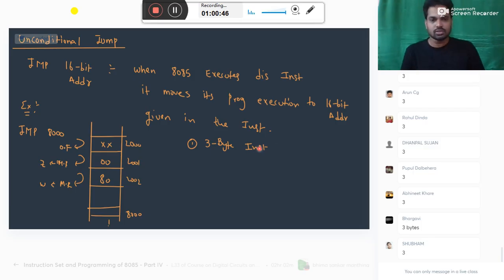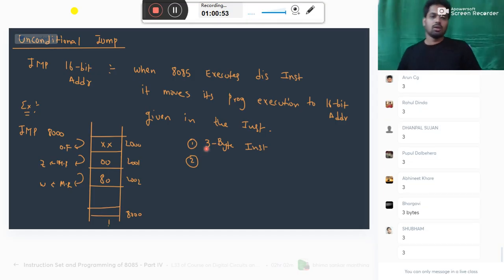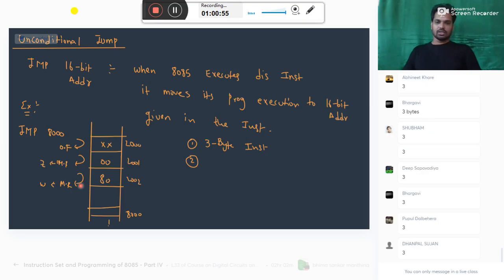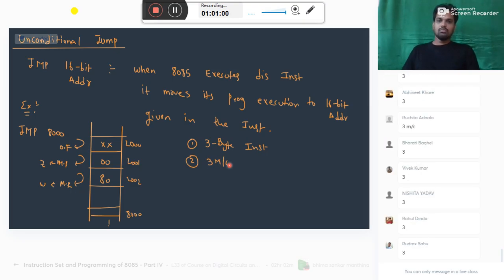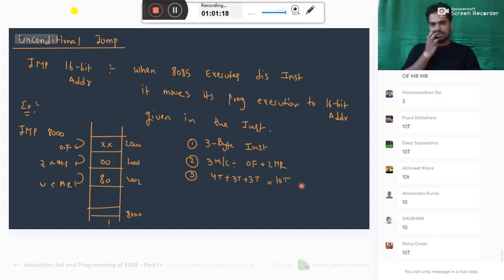It's a 3-byte instruction. Next, second: how many machine cycles are there? 3 machine cycles are there: opcode fetch and two memory reads. Now, in total how many T states? 4T plus 3T plus 3T. How much time do we need? 10 T states.